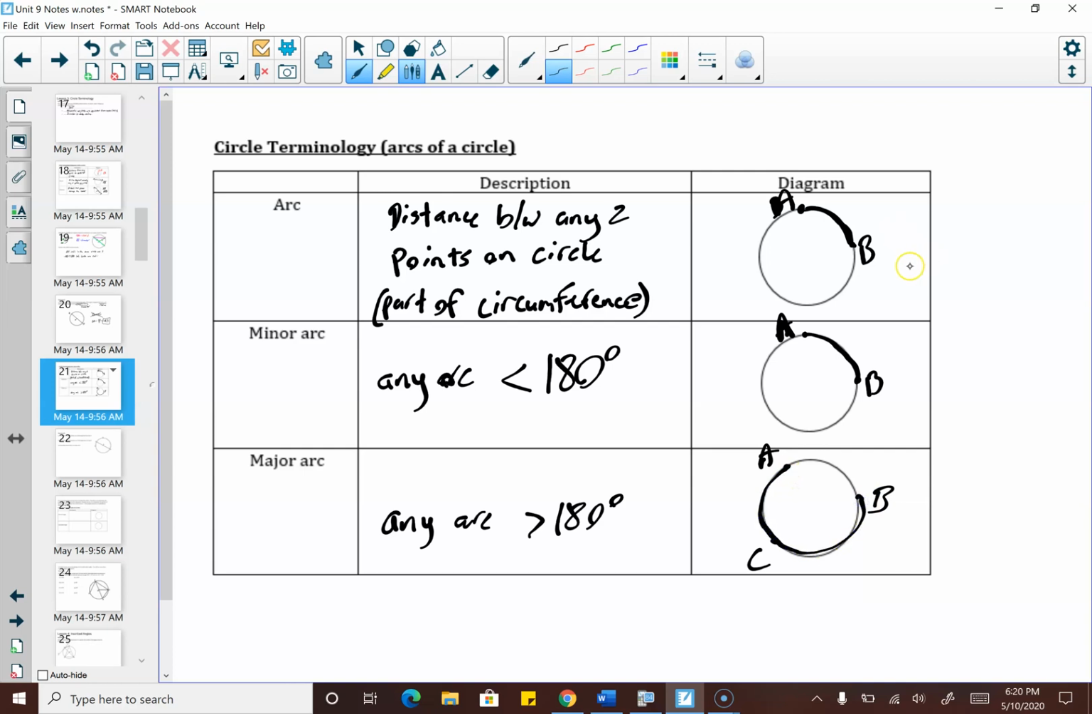So the symbol for arc, and I'll go back up to the beginning here, is you put a little hat on it. So arc AB, then we have arc AB. You'll see a minor arc and that regular one are usually exactly the same. The major arc usually requires 3 letters, because that tells you to get from A to B, it wants you to pass through C. So that means you have to go around that backside.